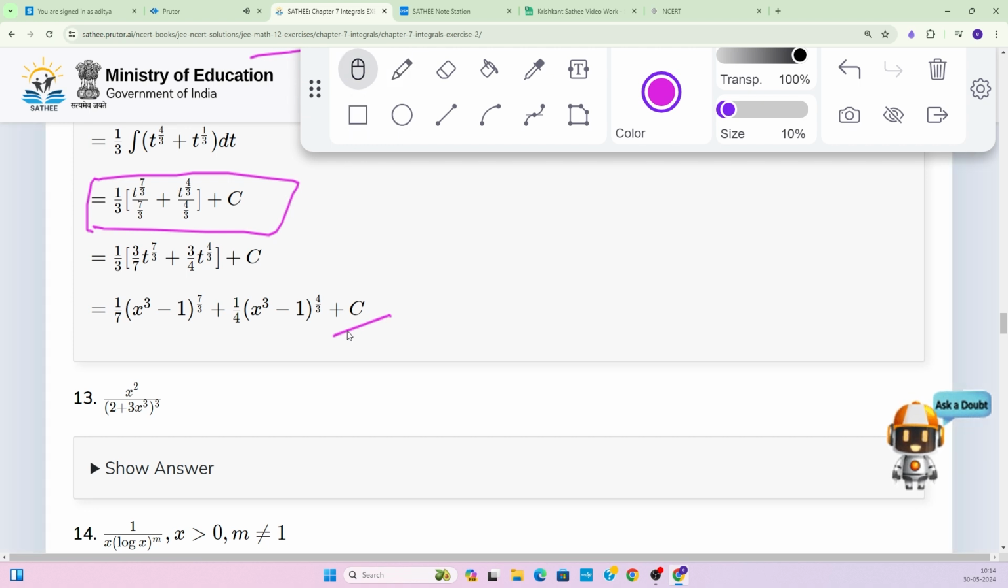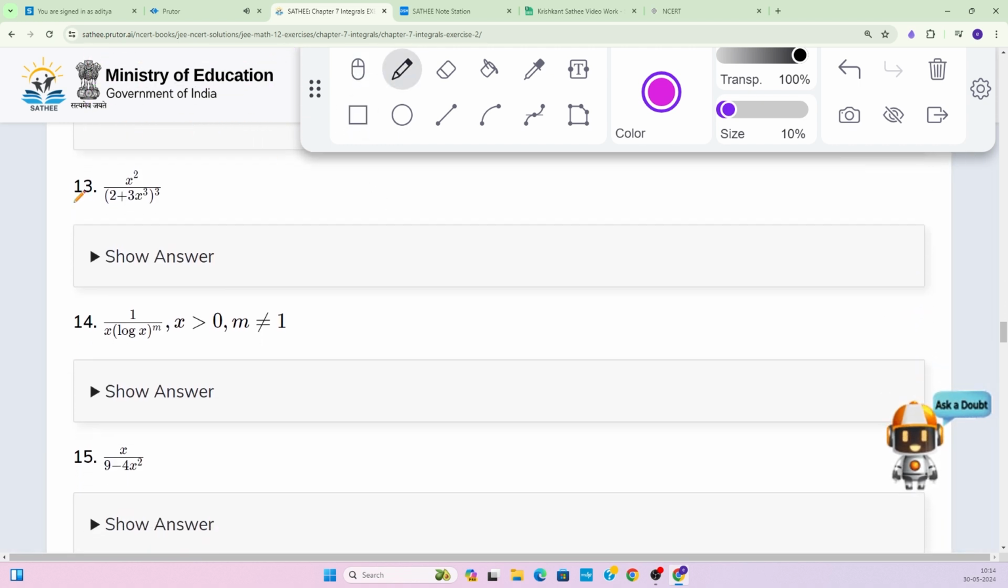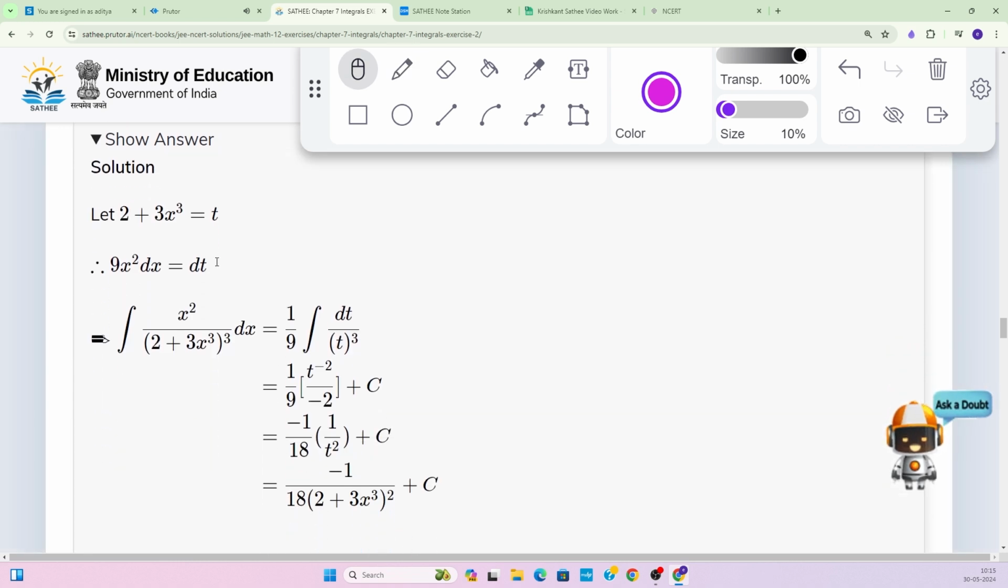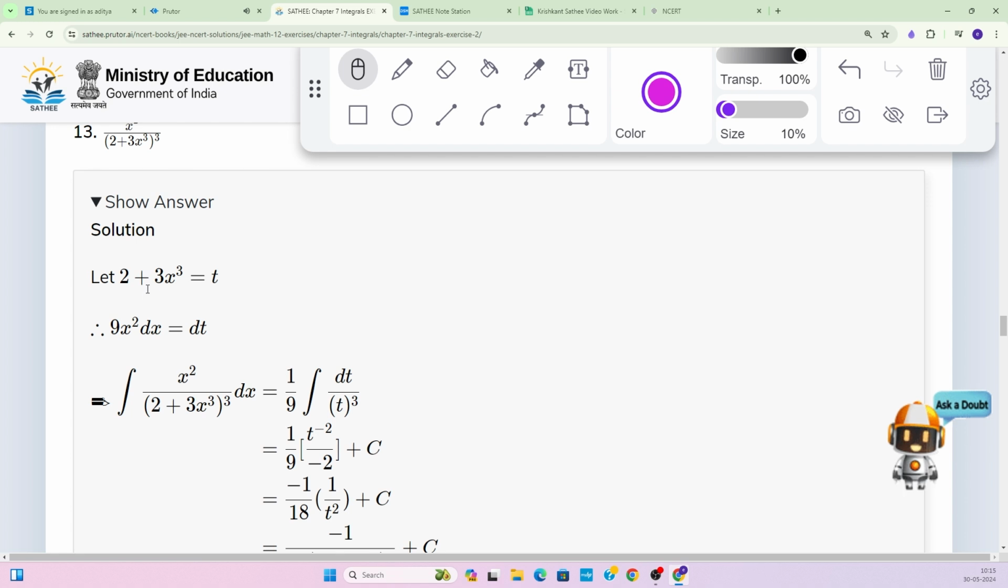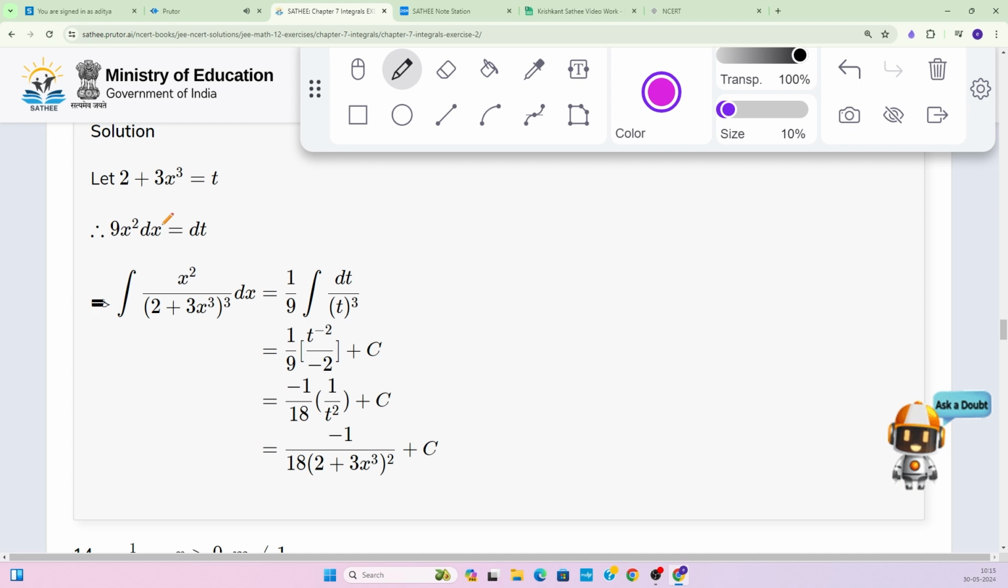Okay, clear? Okay, let us move to problem number 13. Problem 13 says integrate x square divided by 2 plus 3 x cube, whole cube in the denominator. This means, taking the denominator, 2 plus 3 x cube is equals to t. This means you will have a derivative with respect to x. You will have dt by dx is equals to 9x square.